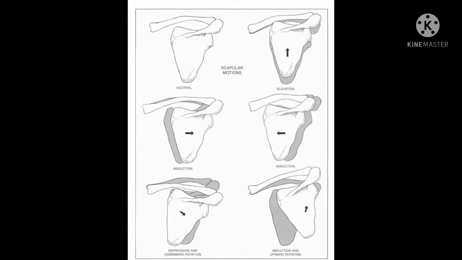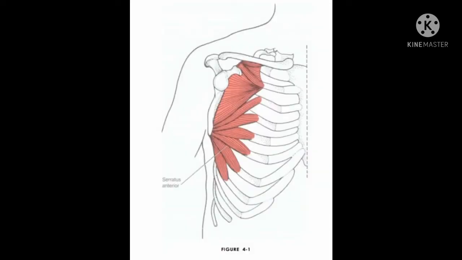Hello everyone, in this video we will be talking about MMT of scapular abduction and upward rotation, scapular elevation, scapular adduction, scapular depression and adduction, scapular adduction and downward rotation. Scapular abduction and upward rotation, muscle responsible is serratus anterior.